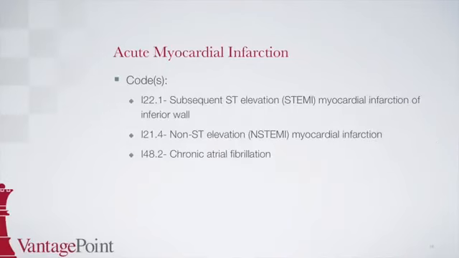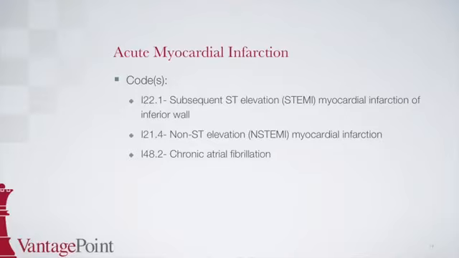The first code is I22.1, subsequent ST elevation, STEMI, myocardial infarction of inferior wall. This code can be located by starting at infarction in the alphabetic index and then locating the term myocardial. Indented below this is ST elevation and then inferior with wall in parentheses, followed by subsequent, which points to I22.1, which you would then confirm in the tabular.